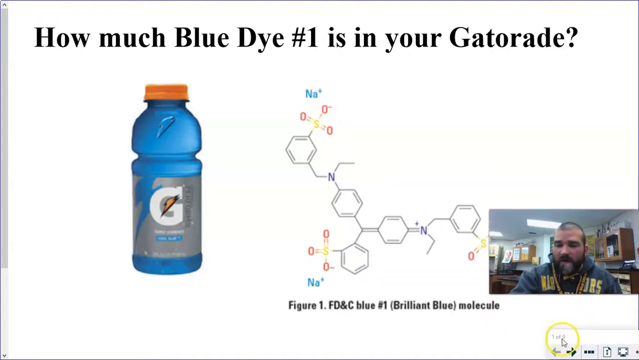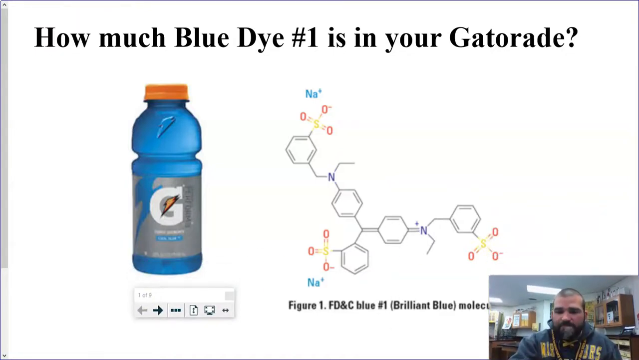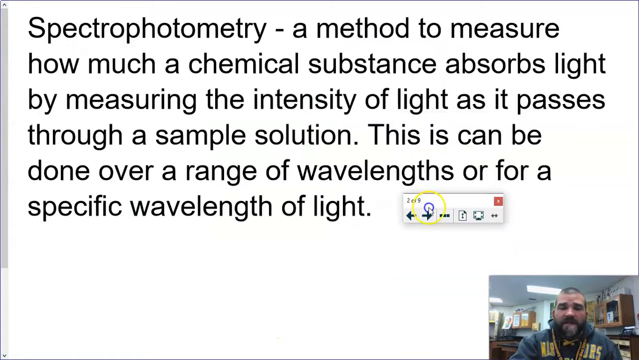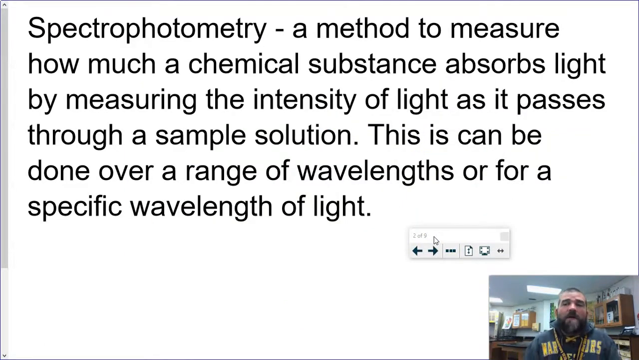So we're going to try to analyze how much blue dye is in Gatorade by using spectrophotometry. As a part of the Beer-Lambert law note sheet, we talked about spectrophotometers, and we're going to use one today. I have one right over here. I'll show you in just a second. You can maybe hear it humming in the background. That humming noise is the instrument, not something else.